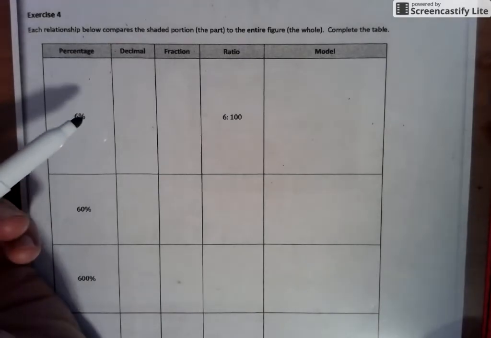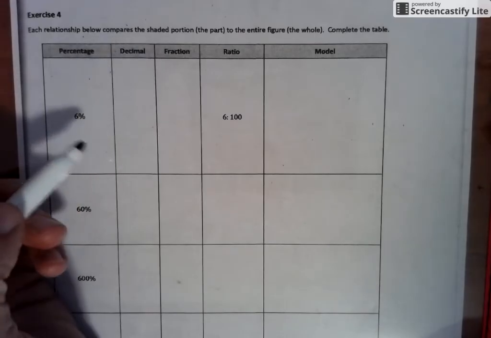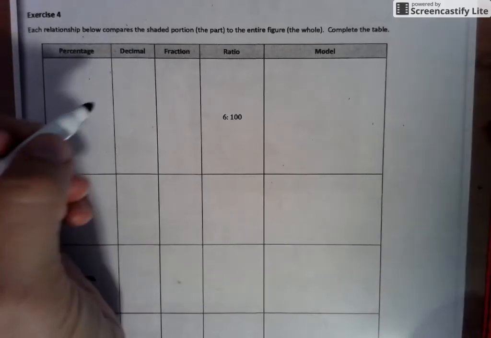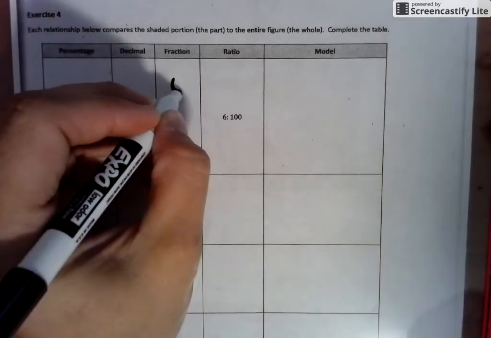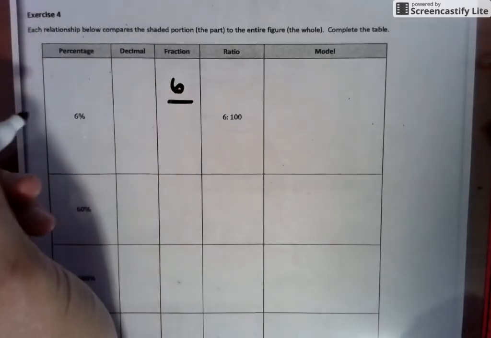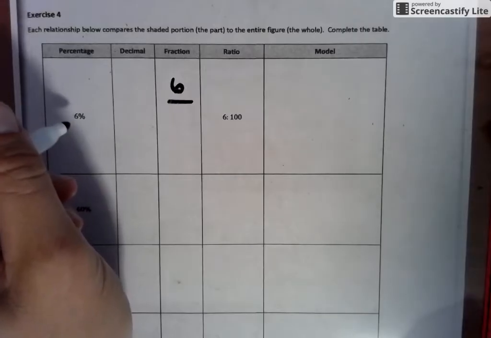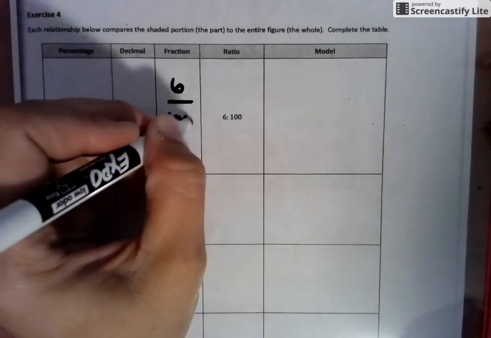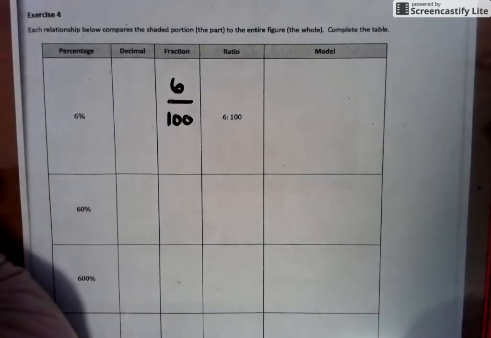So first things first, we're going to look at the percentage. Now, we're going to take this percent and make it into a fraction, because I think that's probably one of the easiest transformations to make. So if we go from percent to fraction, we know that the 6, the percent piece, is going to be the numerator of our fraction. And the best percent you could get, think about a test, is a 100. And that's going to become the denominator of the fraction.